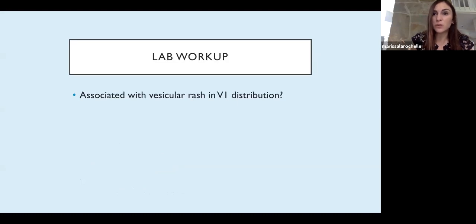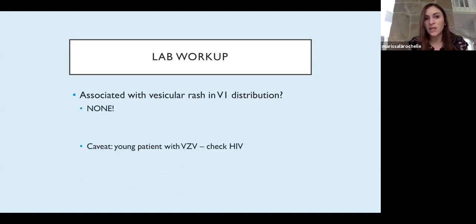For a laboratory workup in this patient, if he comes in with that classic vesicular rash in a V1 distribution, I probably wouldn't do any other workup for uveitis since that's a pretty clear diagnosis. The caveat being, if it's a young patient, a 25-year-old, and he comes in with that zoster rash, I would probably check an HIV since normally young immunocompetent patients don't get zoster.